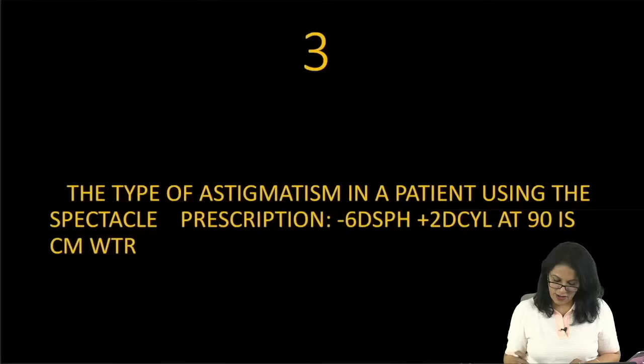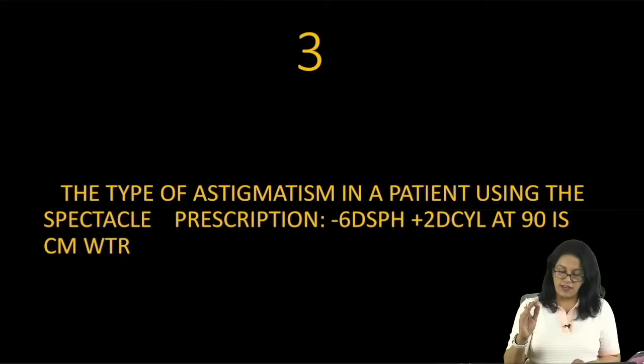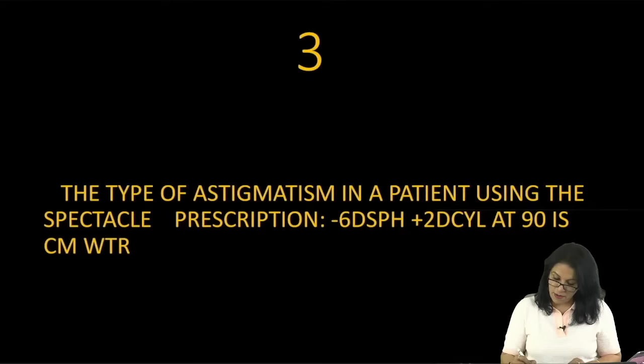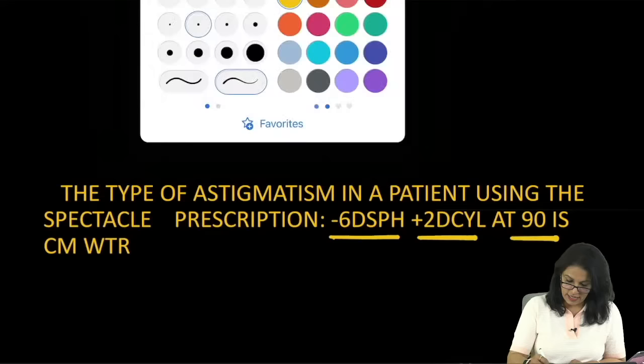So we come to the third one. The type of astigmatism in a patient using the spectacle prescription. Now I want all of you to work it out and let me know please. The type of astigmatism in a patient using the spectacle prescription of minus 6 plus 2 at 90. What should we remember here?